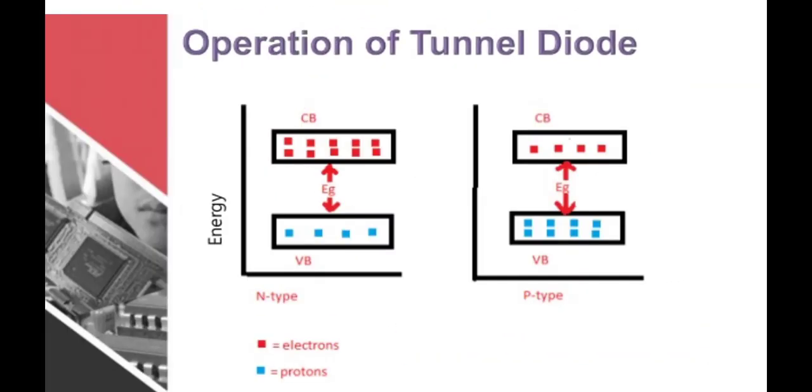And this is the operation of tunnel diode. This is the conduction band, and lower is the valence band. This is the n-type material. The red dots show the electrons and the green dots show the protons (holes). And this is the energy in the valence band.